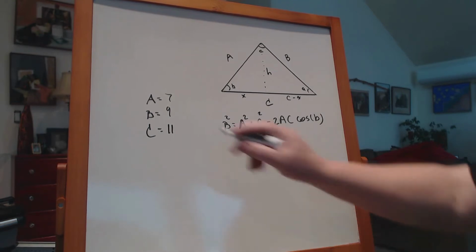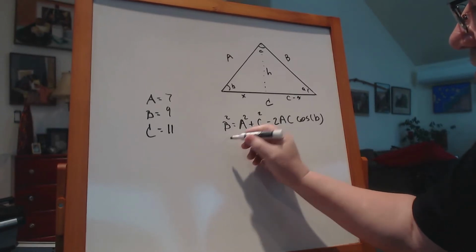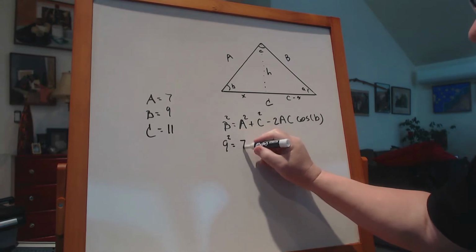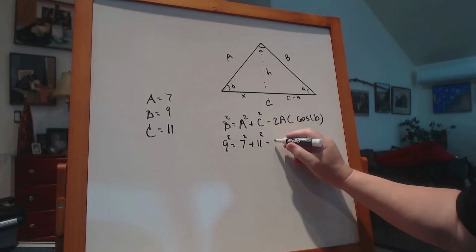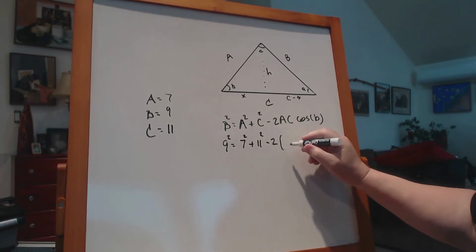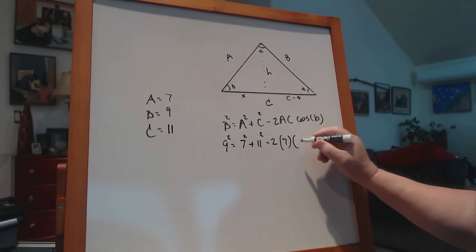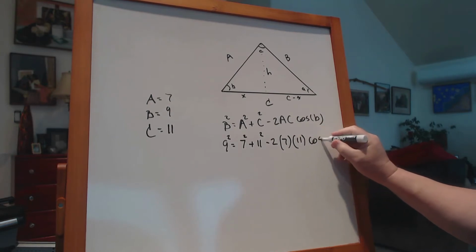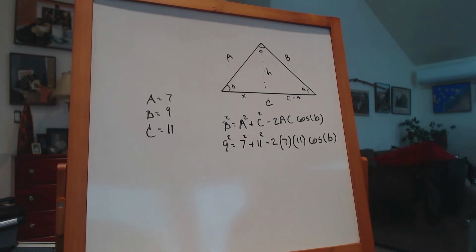So, given these, we have b squared: 9 squared equals 7 squared plus 11 squared minus 2 times 7 times 11 cos B. We're going to be doing a lot of stuff. We're going to be doing inverse functions and so on.